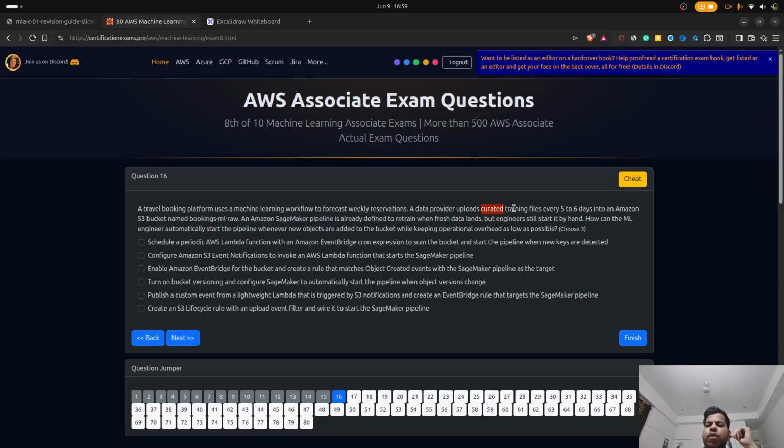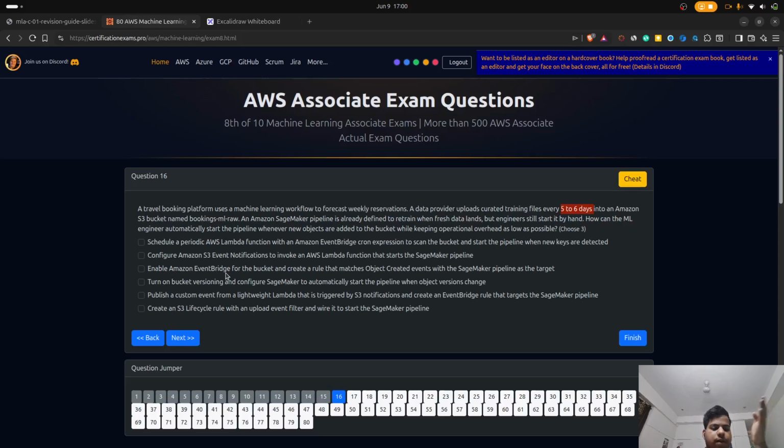A data provider uploads curated training files every 5 to 6 days into the S3 bucket Bookings ML Raw. We can't schedule it because the timing is not clearly defined, and the new data would be coming whenever. So it must be an event-based change.